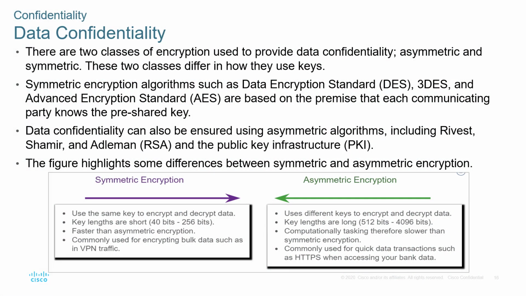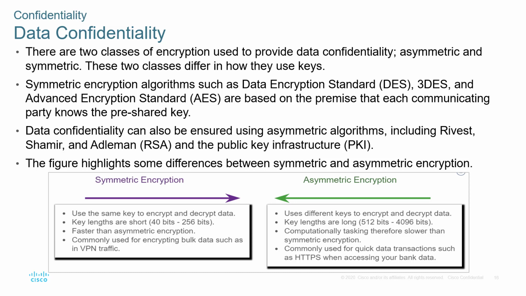So data confidentiality typically comes in two main flavors, and these are the encryption types: symmetric and asymmetric. The difference is how they use the keys. Symmetric: the one key to encrypt is the same as the decryption key. Asymmetric is one key to encrypt, one key to decrypt. Different keys for encryption, different keys for decrypting.